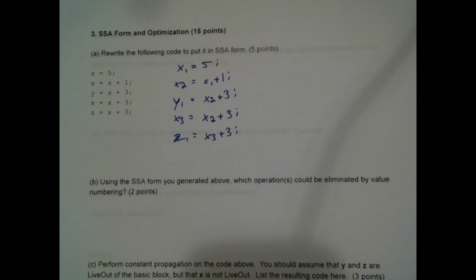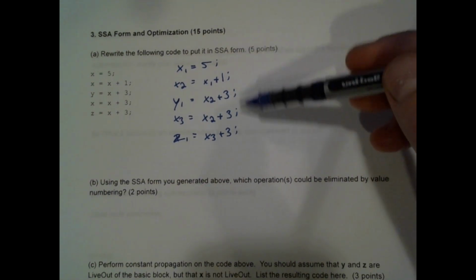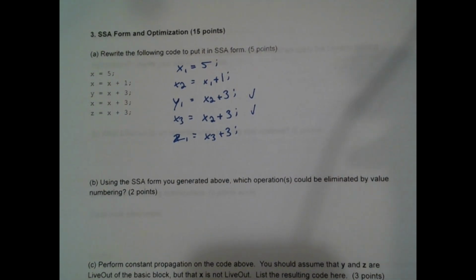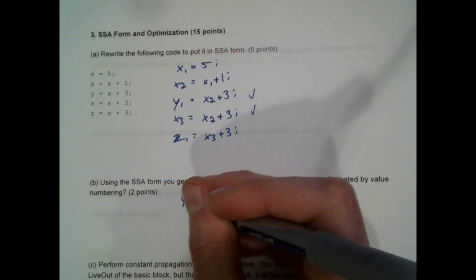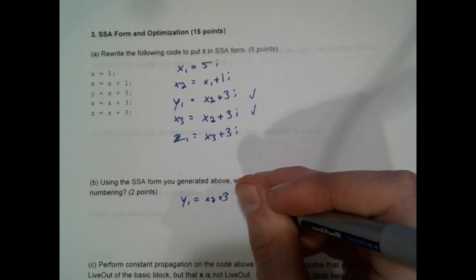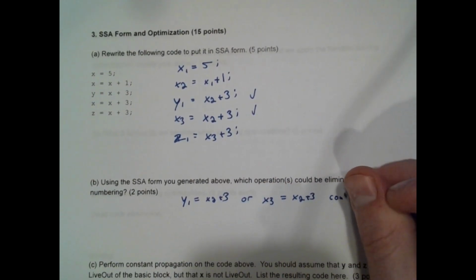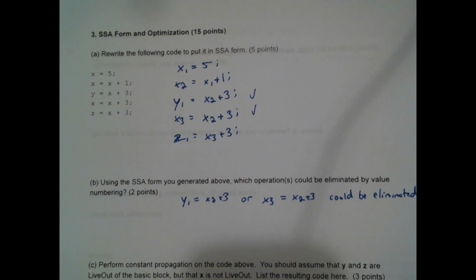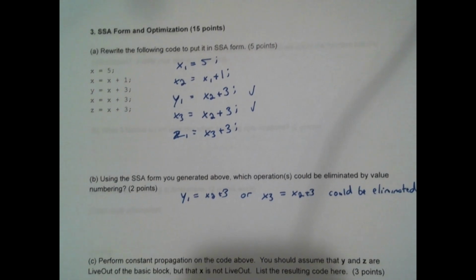Part B, using the SSA form you generated above, which operations could be eliminated by value numbering? So value numbering is identifying things that are exactly the same, and it's pretty easy in this one since we see that these two operations, x2 plus 3, that's the same thing. So we could get rid of y1 equals x2 plus 3, or x3 equals x2 plus 3 could be eliminated. One or the other of those, it could just be the same thing. Y1 and x3 are the same values.